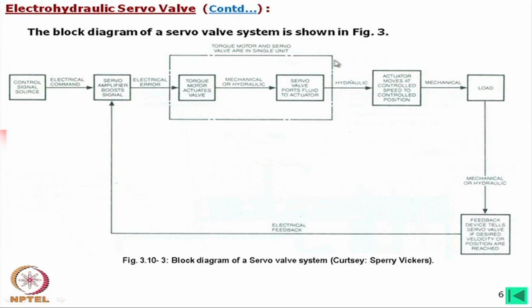So, together these are the torque motor and servo valve. This is available as a single unit.